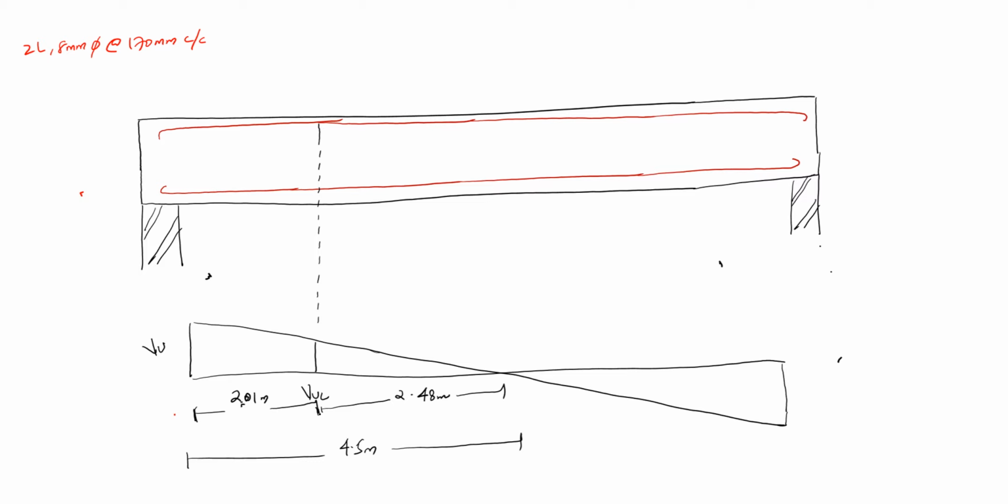So up to Y, I had to provide 2-legged 8 mm at 170 mm center to center. I'll denote it by this green color. That is, I'm providing shear reinforcement like this. And this is 2-legged. And the other portion I could provide 2-legged 8 mm at 225 mm center to center. That is the minimum reinforcement required.